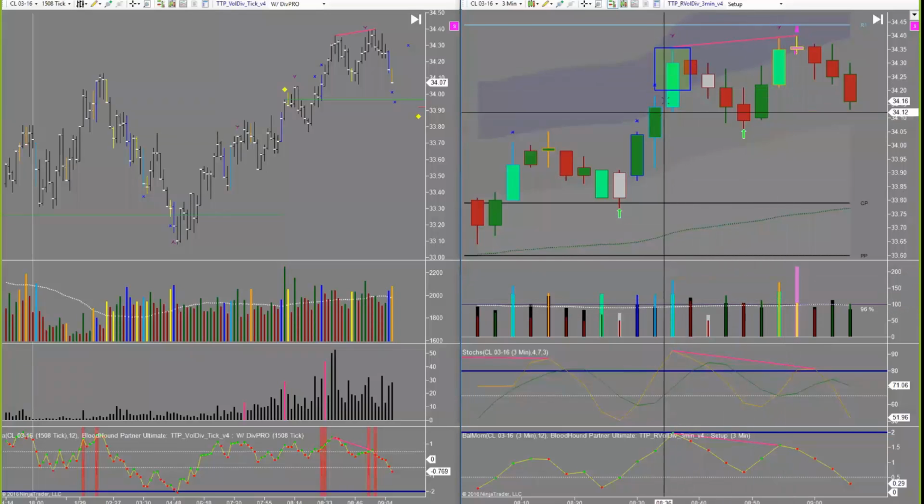When we see very high volume at a high or a low, and then we get a reaction from that area as we do here, and then we go back up and take out that swing high, we would like to see less volume at the second swing high than we saw at the first.